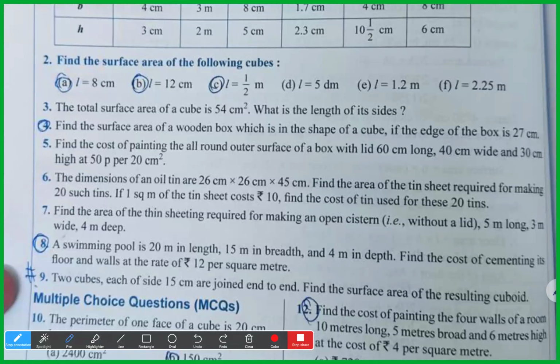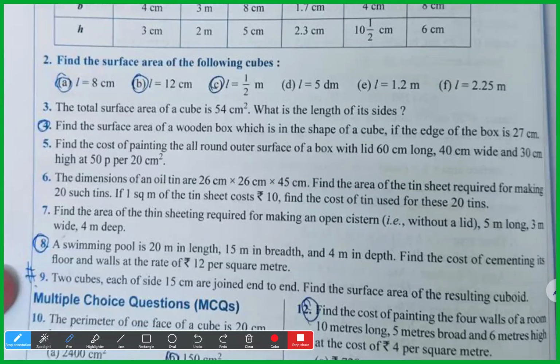square. Means cost of painting. Painting will be done all around the outer surface of the box. Means what? TSA, completely they are covering it with paint. So for that, to know how much area is to be painted, first we have to find the TSA of the box with lid. They didn't particularly mention us to find the TSA. We should understand that we should find the surface area of the box. Why should we find the surface area of the box?